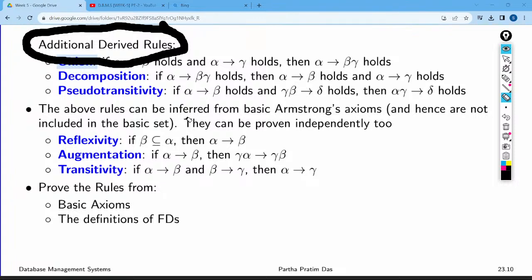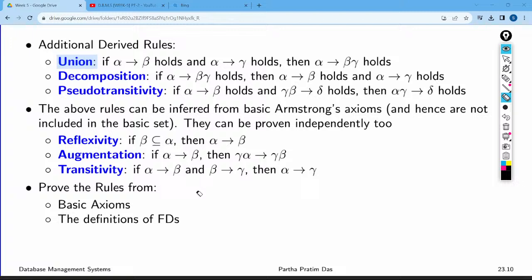The above rules can be inferred from the basic axioms. Prove the rules from basic axioms. So what did we learn? What's the extra thing that we learned? One is the union, another one is decomposition, and the last one is pseudo transitivity.